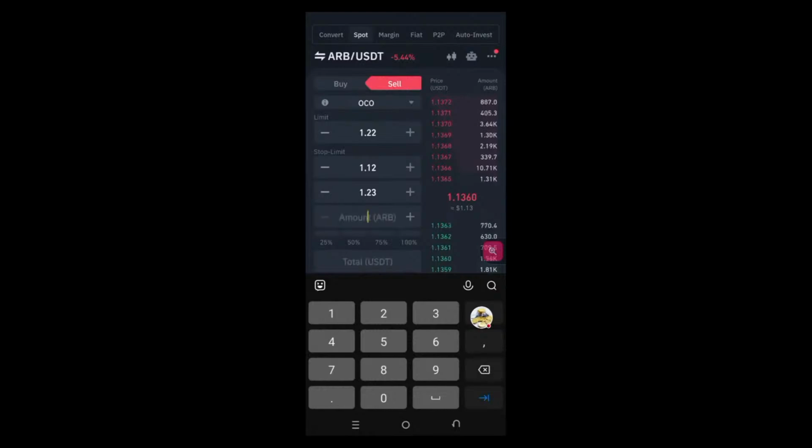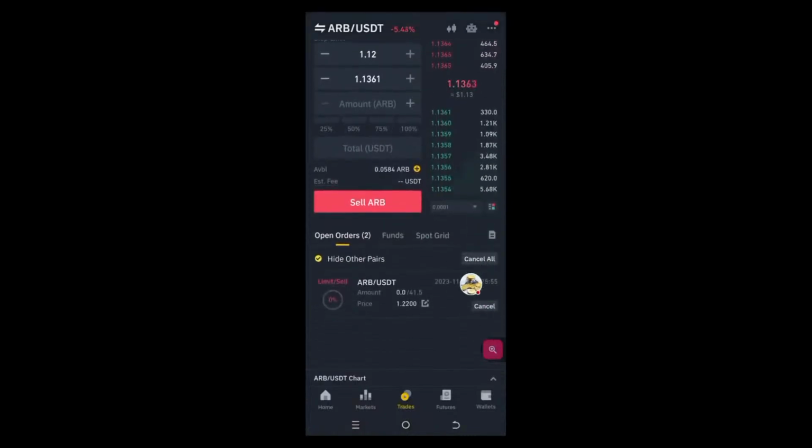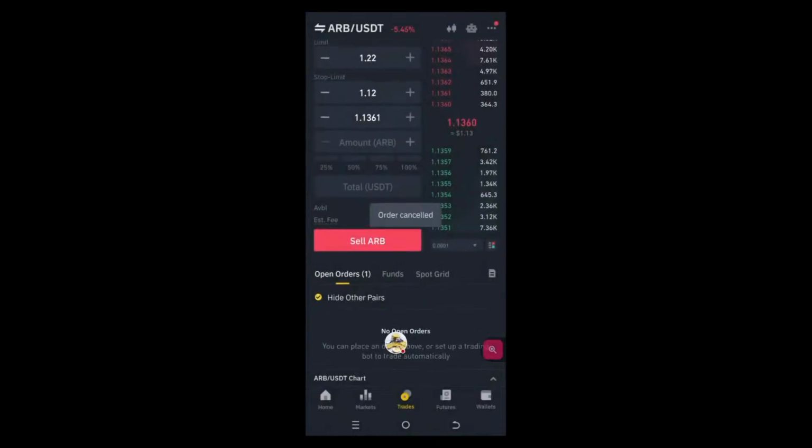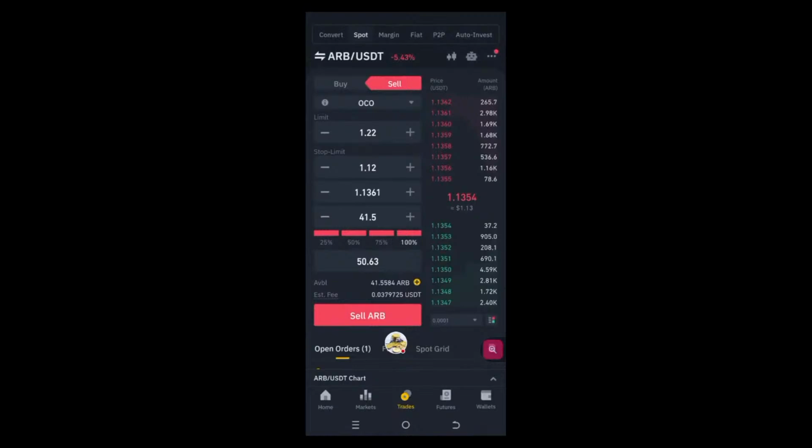Maybe just for the sake of this, I should cancel that so that you can see what I'm saying. If I cancel this, don't forget what I put here is 1.22. So you just pick up everything, right? Can you see what's going on here? All of these things are set. So by the time I click on sell ARB, one of two things is going to happen, and that's one cancels the other.